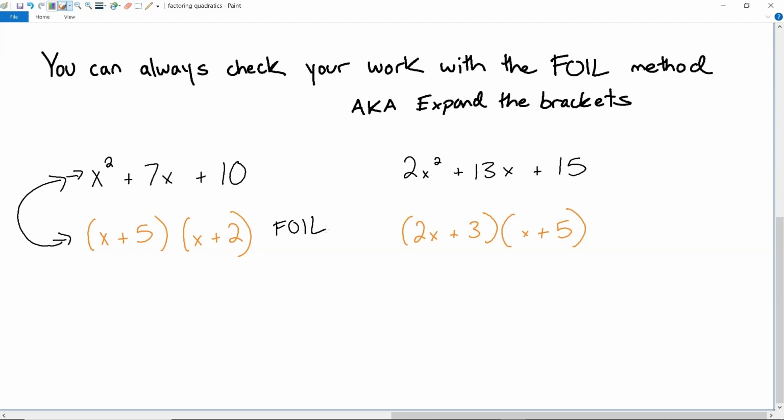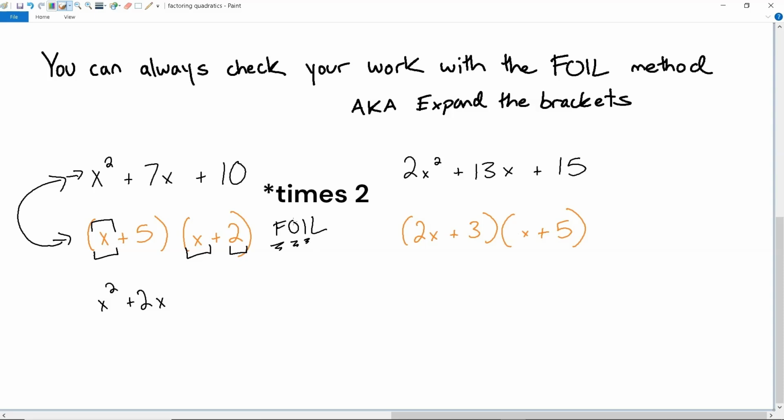Let's look at the FOIL acronym. F is for first terms, and that refers to the first terms in both brackets. So the first term here is an x, the first term here is an x. If I multiply those two together, I get x squared. Now we're moving on to O, or outside terms, and I want to think of the very first term I can see, which is this x, again right here, and then the very last term, or the outside term, would be this 2 at the end of our answer. x times 2 gives me a 2x.